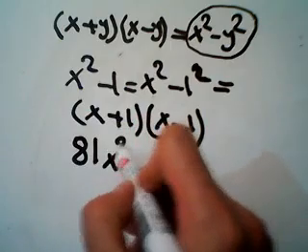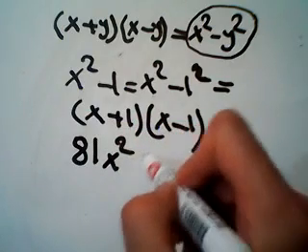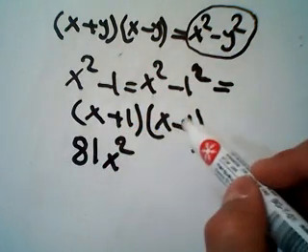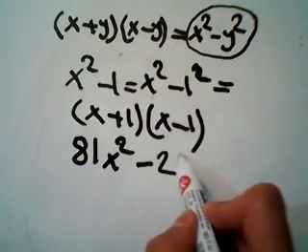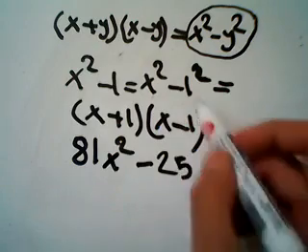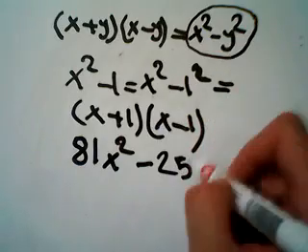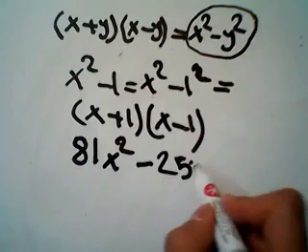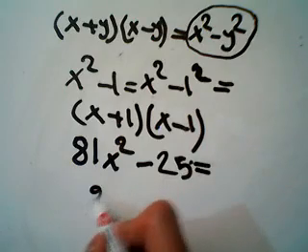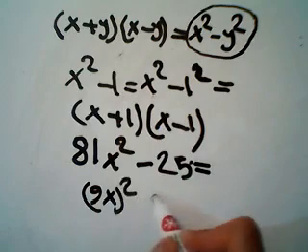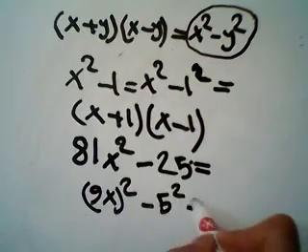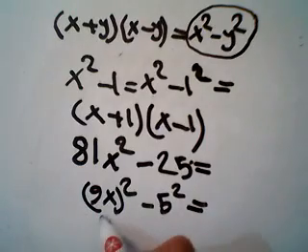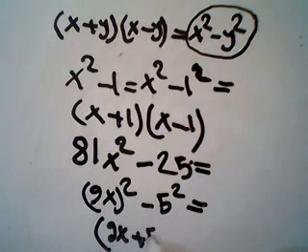Or factor 81x squared minus 25. This is also in the form of that because it's equal to 9x squared minus 5 squared. So that would be equal to 9x plus 5 times 9x minus 5.